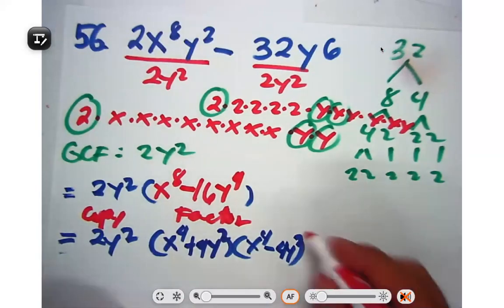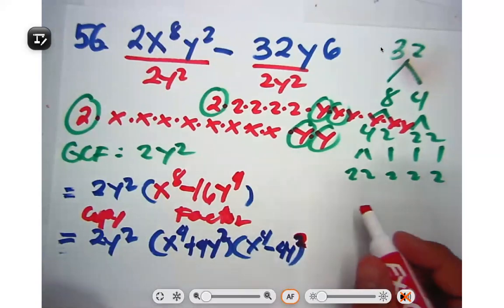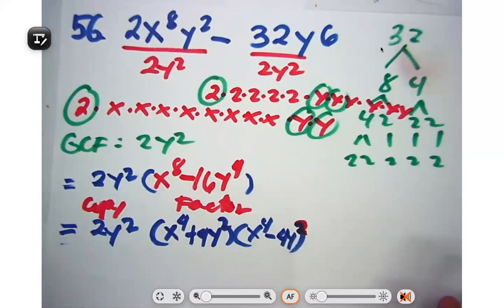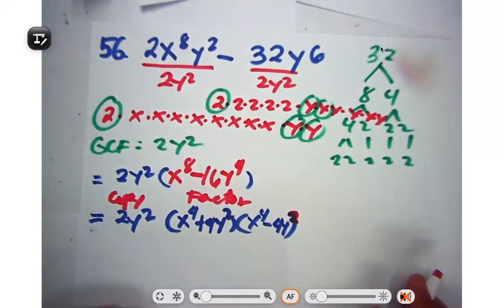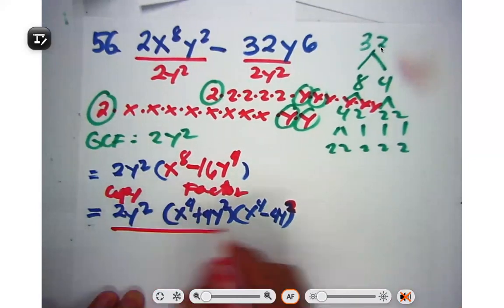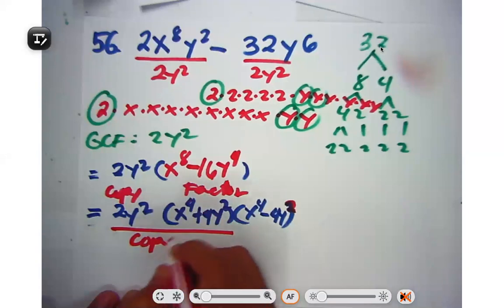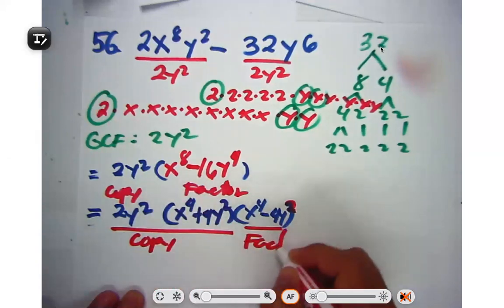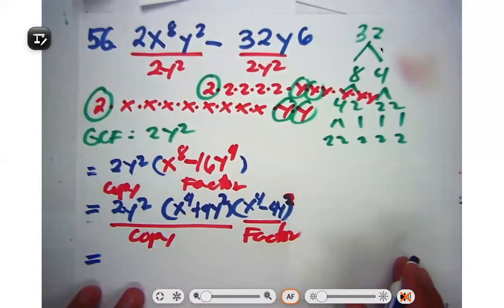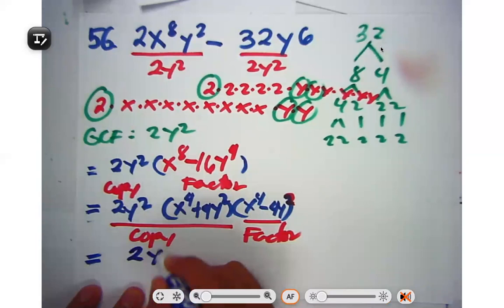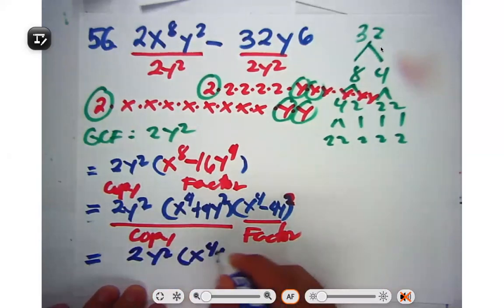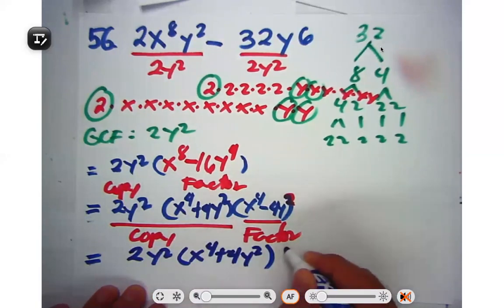Now, let's see if we can factor further. Can we still factor? Yes, we can still factor. This one, all right, this is not factorable. Copy, you factor this. So it's factoring. We copy the first two. They are no longer factorable. So we have x raised to 4 plus 4y raised to 2.